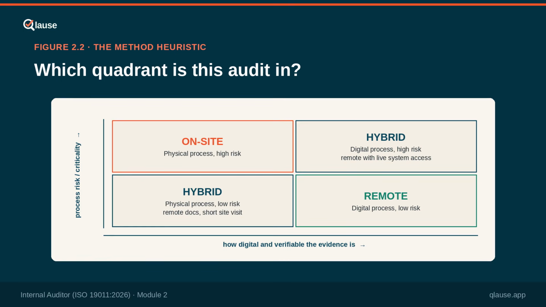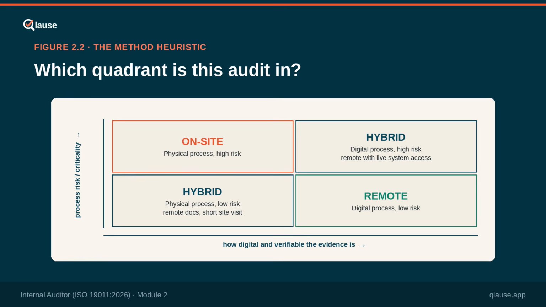Where the process is physical, but the risk is low, hybrid the other way round. Do the document work remotely and make one short, focused site visit for the part that needs eyes. And where the process is digital and the risk is low, remote is simply the right answer. Faster, cheaper, and no worse.